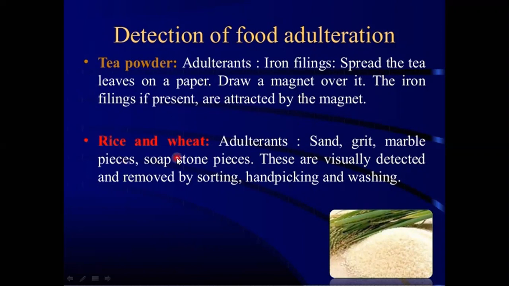Then in the case of rice and wheat, how will you identify the adulterant? These are intentionally added adulterants like sand, grit, marble pieces, or soapstone pieces. They can be visually detected and removed by sorting, hand picking, and washing. So these are some techniques to identify food adulteration.